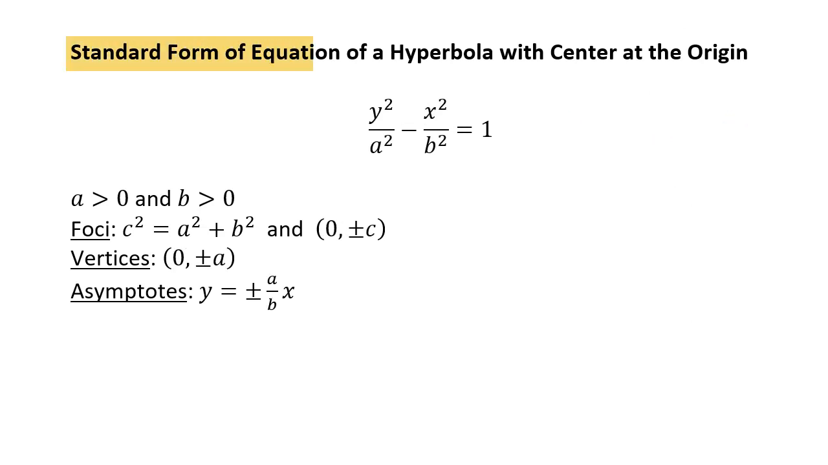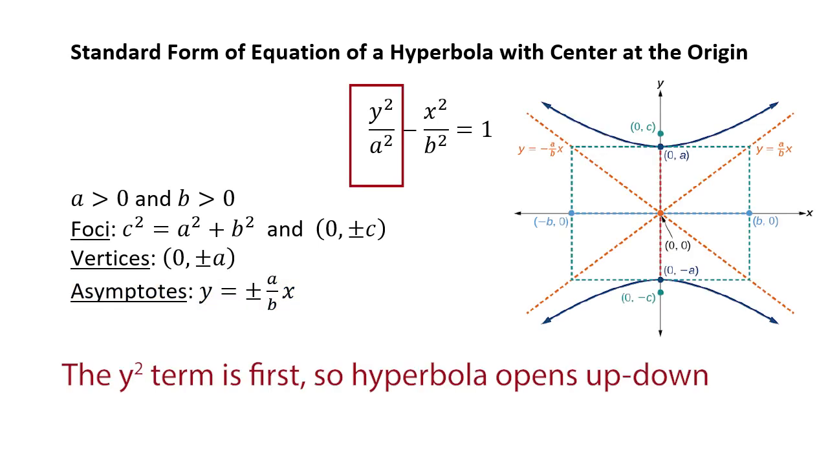The standard form of a hyperbola with the center at the origin, the equation is y squared over a squared minus x squared divided by b squared, all equals 1. A and b are both positive. The foci again, c squared equals a squared plus b squared, and of course the points are 0, plus or minus c. The vertices are the points x is 0, y is plus or minus a, and the asymptotes this time are y equals plus or minus a over b times x. The y term occurs first, so this is an up-down hyperbola.